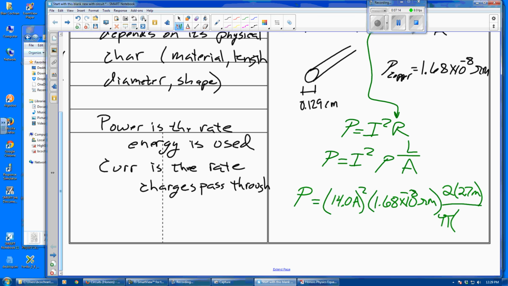Here's my diameter, right? So my radius here would be 0.0645 centimeters, which is 6.45 times 10 to the negative 2 centimeters. Sorry, I'm kind of jamming things in here. Which would be 6.45 times 10 to the minus 4th meters.